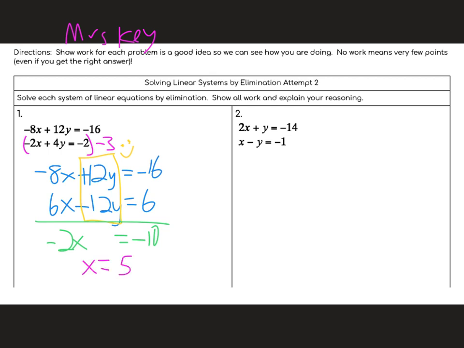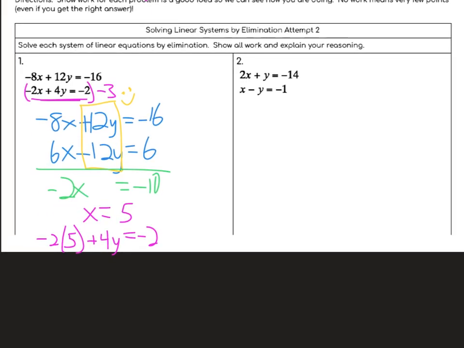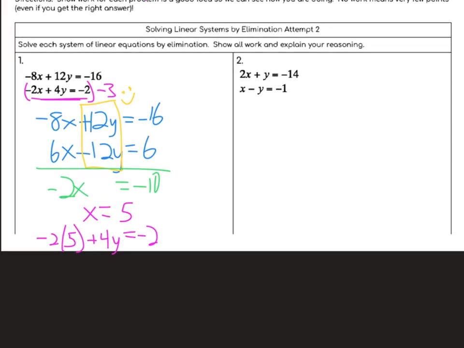But wait, we're not done. We need to figure out what y is. So maybe I go back to the original thing here, and I plug that 5 in for x. So I'm replacing x with 5, going back to my original equation. So -2 times 5 is -10. So -10 plus 4y equals -2. I'm going to go ahead and add 10 to both sides, so that's 8. Divide by 8, so I get 2. And my answer is 5, 2.